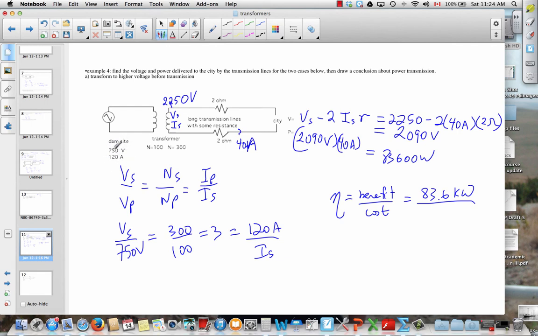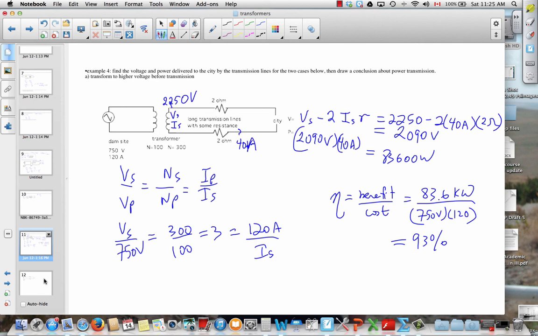The production, the amount that we produced, is 750 times 120, and that's 90 kilowatts. So this is 93% efficient, this transmission system. And that's a relatively modest transformer ratio. Usually we boost up quite a bit more. You may know that one typical transmission voltage used in Canada is 75 kilovolts, 75,000 volts.